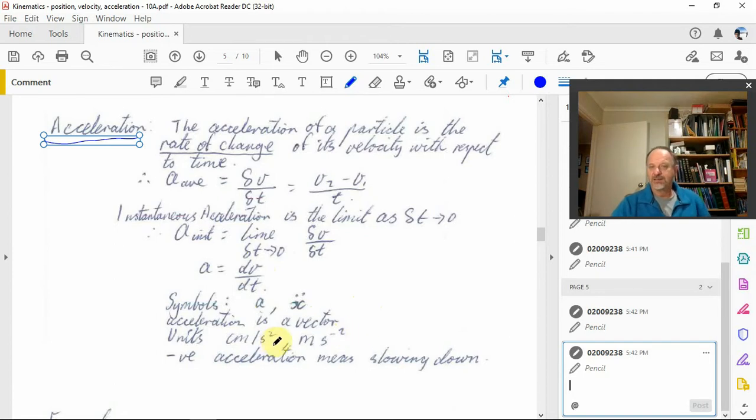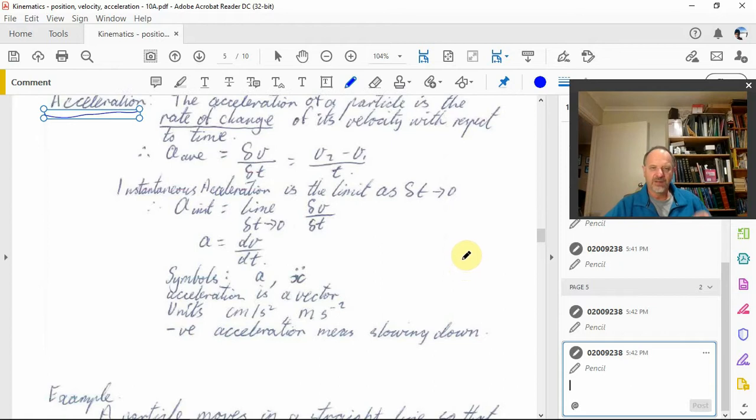Units are centimetres per second squared, metres per second squared. Negative acceleration means we're slowing down. All right, so if you want more information about that, make sure you ask for any more information or clarifications.